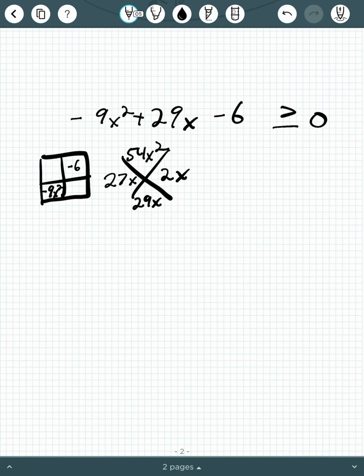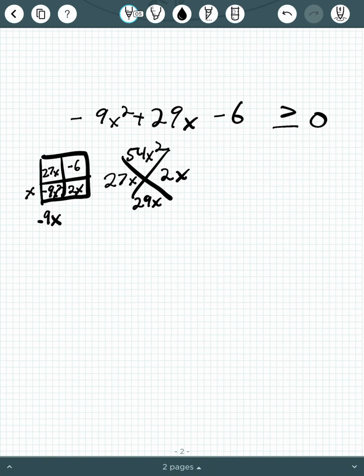And those definitely add to 29, so I put 27x and 2x to get that negative 54x squared, and then add to 29x. So we fill those in our rectangle, pull out our greatest common factors from each. So I'll pull down from 27x and negative 9x squared. I can take out the 9 and the x. Let's also make that negative, meaning we pulled out a factor of negative 9x.